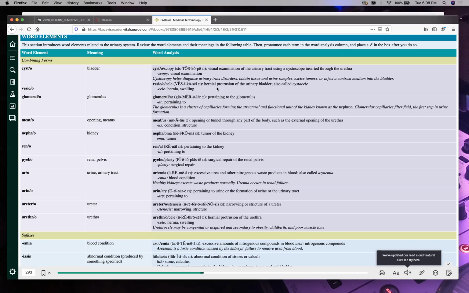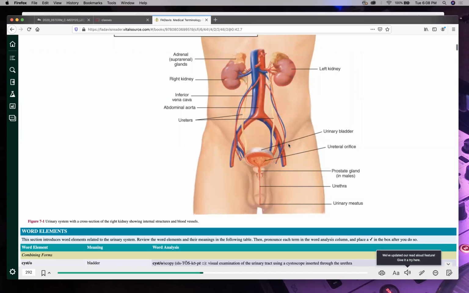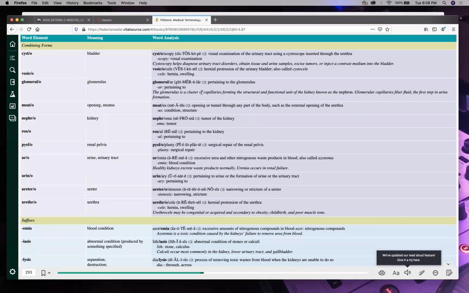Vesicocele, hernial protrusion or hernia. A hernia is anything that sticks out that shouldn't be sticking out. Everything in your body has a covering. So if it's sticking out of that covering, it's not a good thing. It's open for infection, and also it'll probably present as pain.